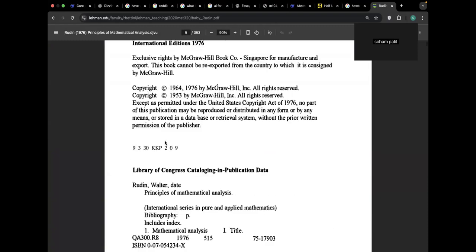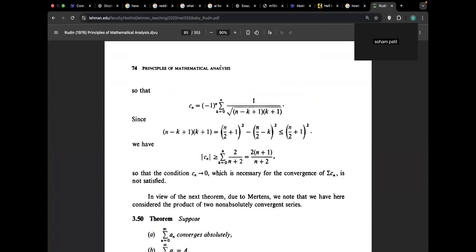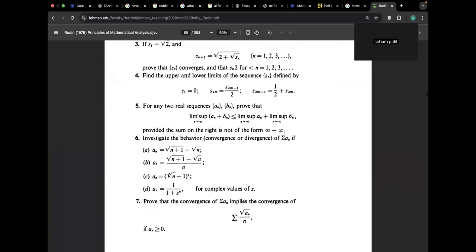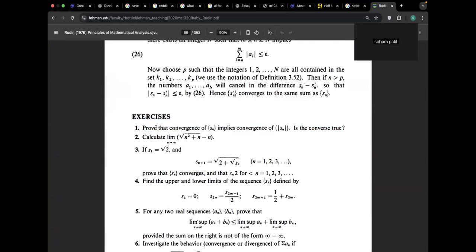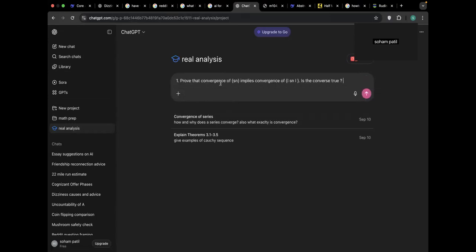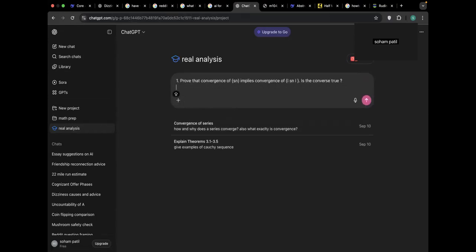Let me put the number, page number 79. As you can see, the first question. The recurring theme in this series is that I am not really a real analysis expert, so I'll be reading solutions simultaneously and I will try to understand them and explain them to an imaginary audience.